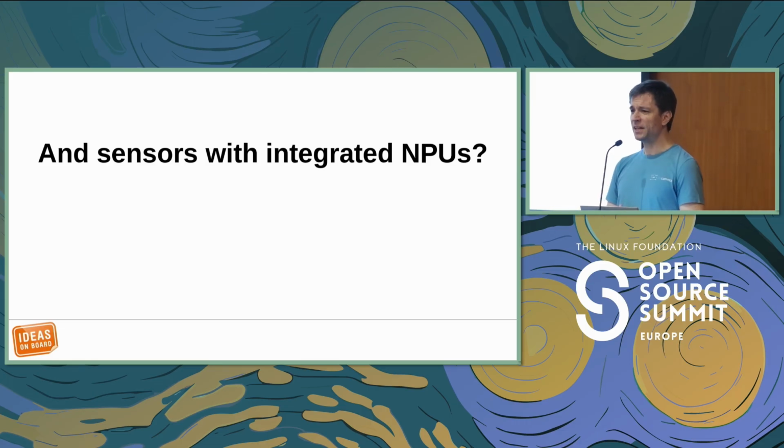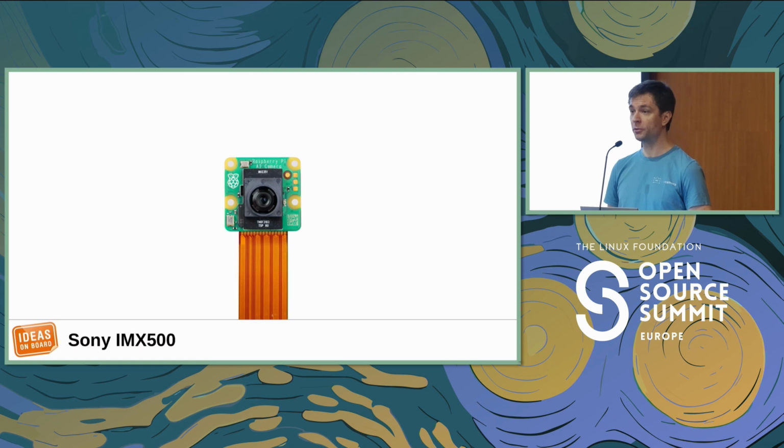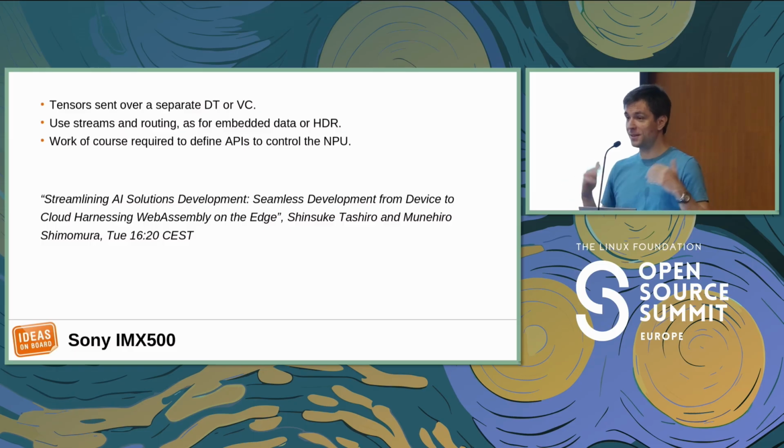How about sensors with integrated NPUs to make things more complicated? If you're wondering, that does exist. That's a Sony IMX500, so it's a Sony sensor, and inside the same chip, you have an NPU connected to the sensor. Lots of work to support that, but very basically, the tensors that are going to be output by the NPU and transmitted over virtual channels and data types, they're just streams. Done.